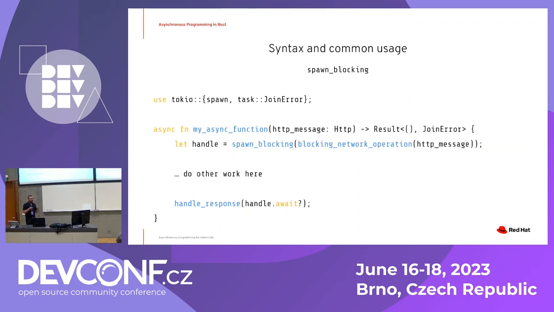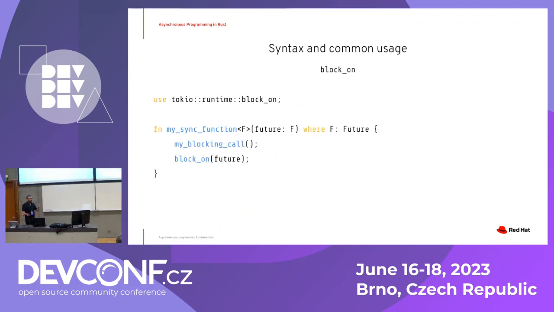Spawn blocking is very similar, but it's for blocking operations, so this is going to spawn the task on a blocking thread. So you can do all of your blocking here, and it's a similar kind of API. You spawn the blocking network operation, you get the handle, do other work, and then await and handle the response.